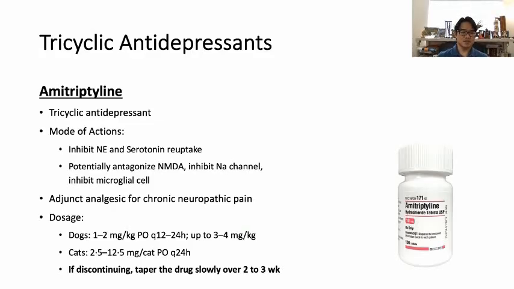Dosing wise, you can give 1 to 2 mg per kg every 12 to 24 hours. If that doesn't work, you can always increase up to 3 to 4 mg per kg. In cats, we usually only give 2.5 to 12.5 mg per cat once a day. Per Plumb's, if you want to discontinue amitriptyline, you have to taper it slowly over 2 to 3 weeks in order to prevent withdrawal syndrome.